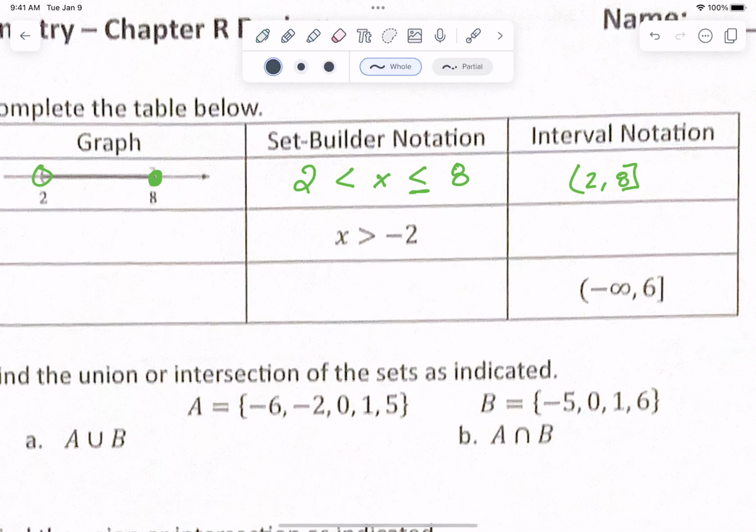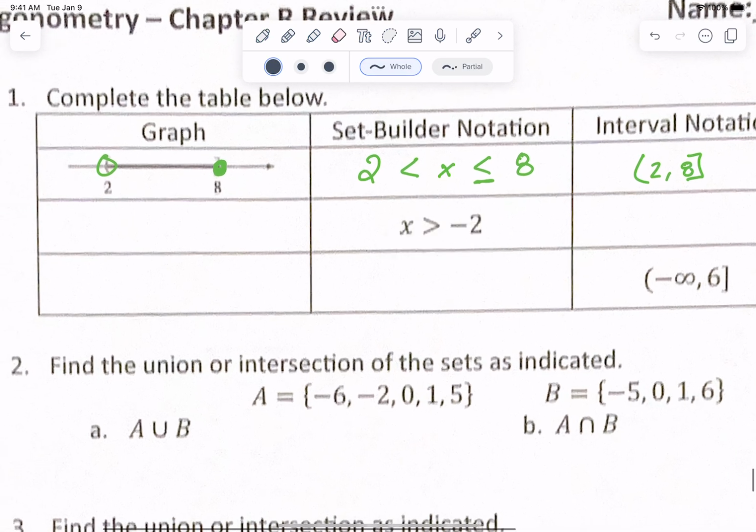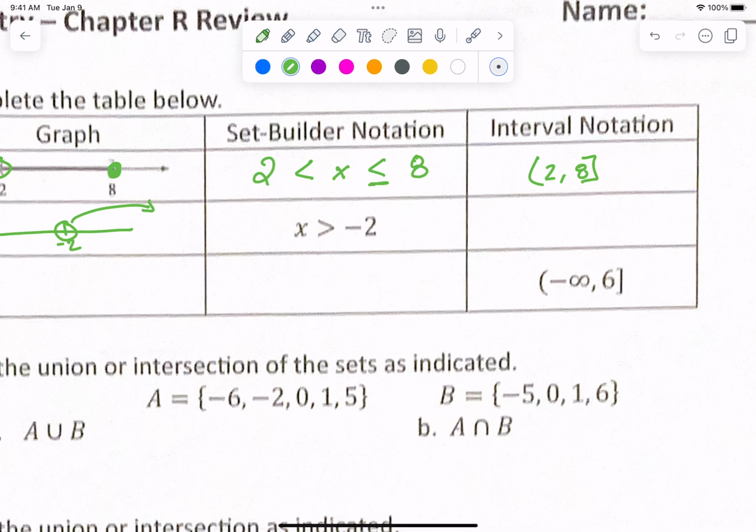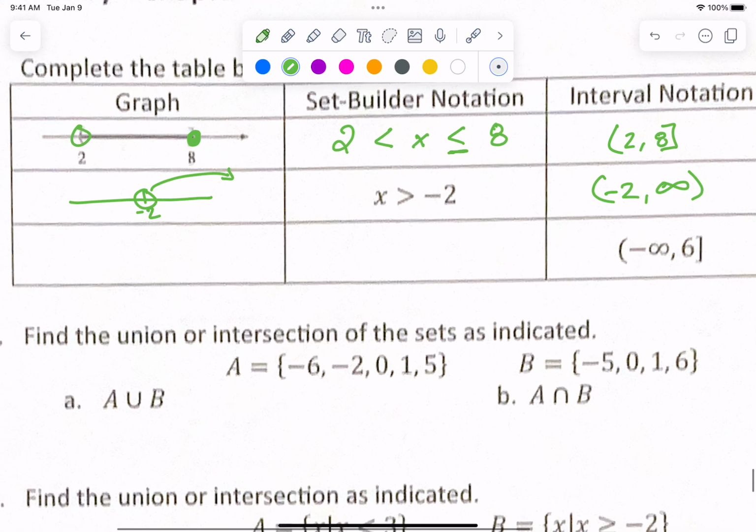Got it? Okay, now, going from the second one, do you do the graph first or the interval notation first? Graph. I do the graph first. Okay, so let's slap -2 in the middle there. Open or closed? Open. To the right, X is greater than. Okay, now interval notation. I just go from left to right. What's my left piece? -2. What's the right number? Infinity. He's going to infinity. Then I do brackets or parens. Which one? Paren. Got it?